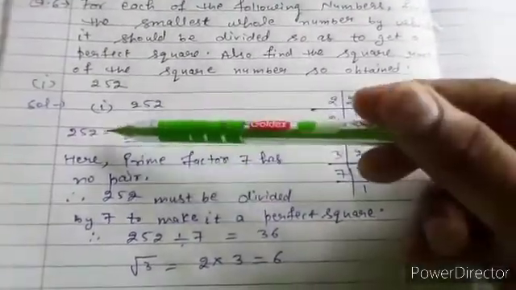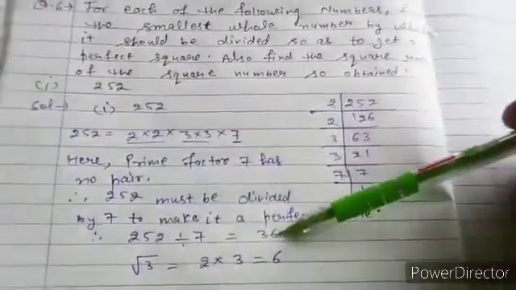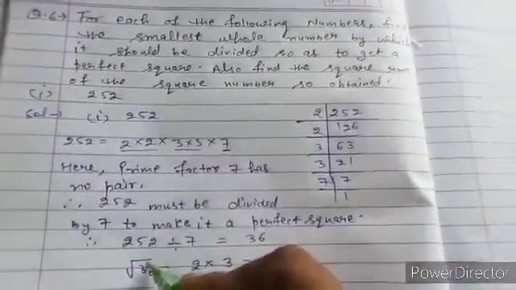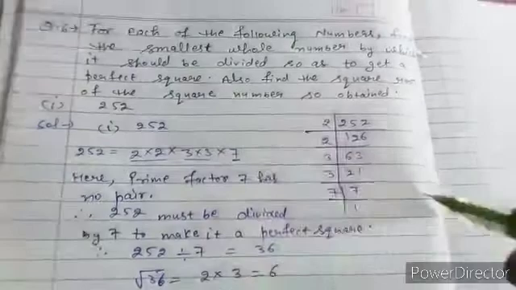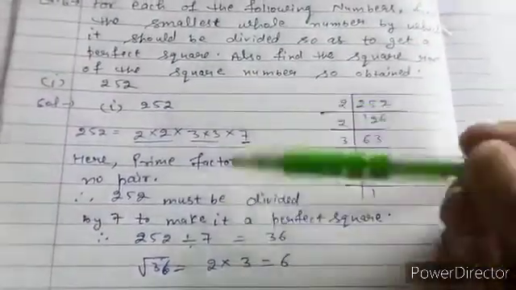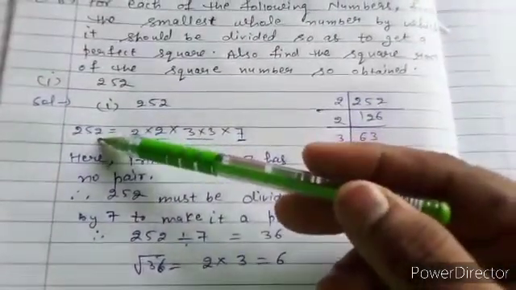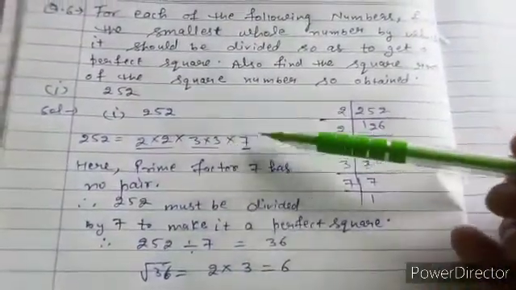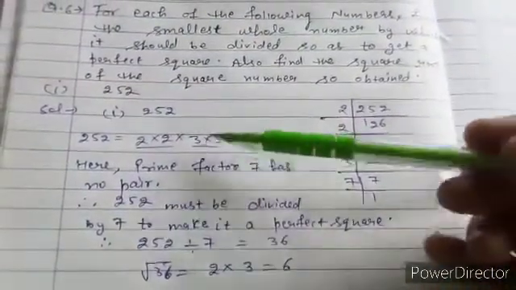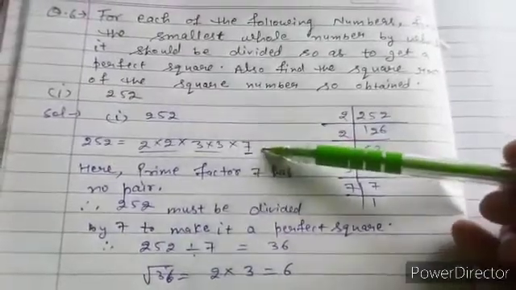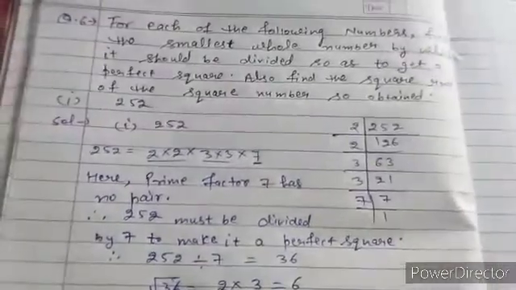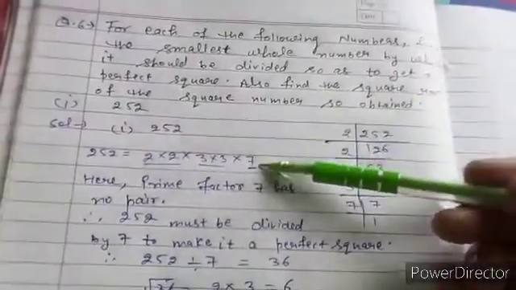So if we divide 252 by 7, it will be 36. So 36, here it is 36. So the square root of 36 will be 6, because if we divide this number by 7, it will be 36, and on the right hand side 7 will be removed, means 7 divided by 7 will be 1. So 7 will not be there now on the right hand side.